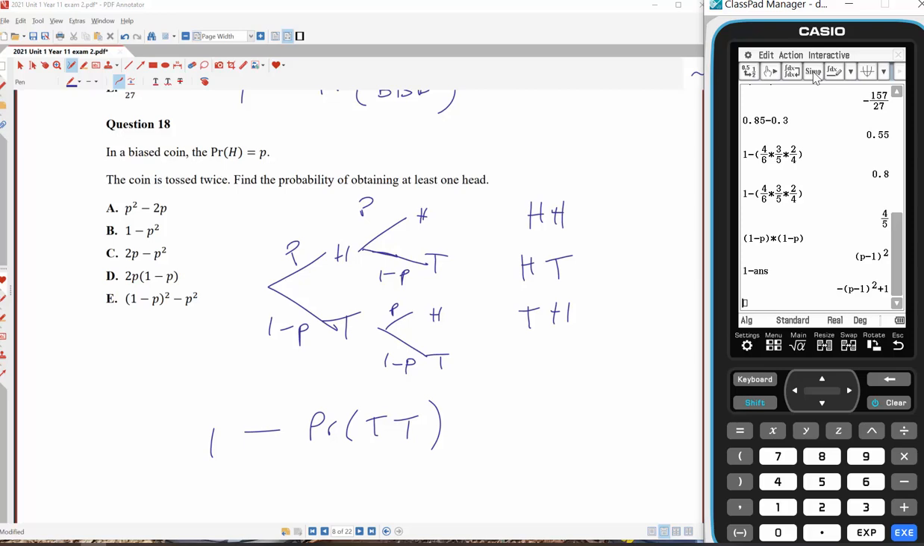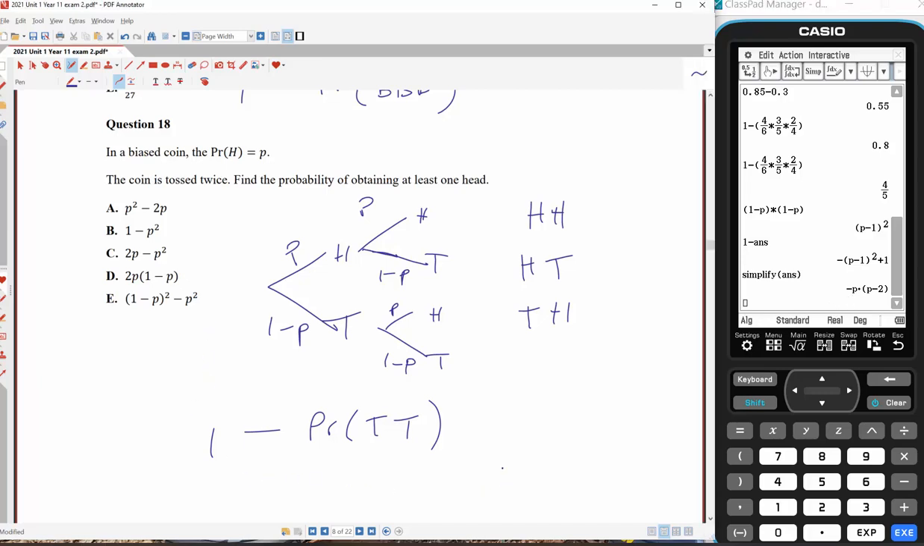1 take away, shift. Answer is that. And what we'll do is we'll just try simp to see if we can get it in the right form. What do we got here? Negative P squared plus 2P. Is that one of them? Where is it? Oh, there it is there. Negative P squared plus 2P. Starting to doubt myself there, girls.